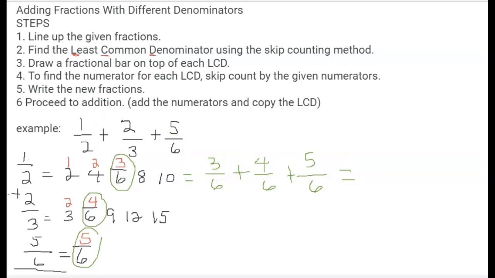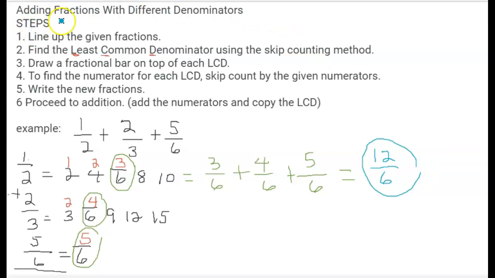So my numerators are 3, 4, and 5. If I add them, I would have 3 plus 4 is 7, plus 5 is 12. That would be my numerator. And for my denominator, I will just copy the least common denominator. And what is the least common denominator? It's a 6. So I'm going to write my 6 here. So adding 1/2 plus 2/3 plus 5/6, my answer is 12/6. Okay? Now, I can simplify this, but I am not going to simplify it yet because I have not discussed with you how to simplify fractions.